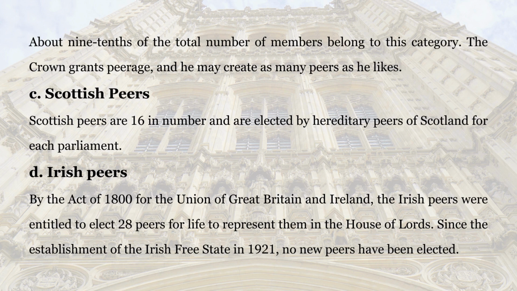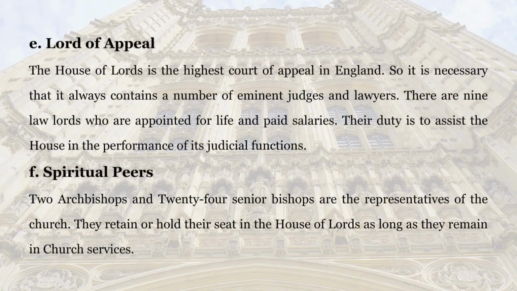D. Irish peers. By the Act of 1800 for the Union of Great Britain and Ireland, the Irish peers were entitled to elect 28 peers for life to represent them in the House of Lords. Since the establishment of the Irish Free State in 1921, no new peers have been elected. E. Lord of Appeal. The House of Lords is the highest court of appeal in England. So it is necessary that it always contains a number of eminent judges and lawyers. There are 9 law lords who are appointed for life and paid salaries. Their duty is to assist the House in the performance of its judicial functions.